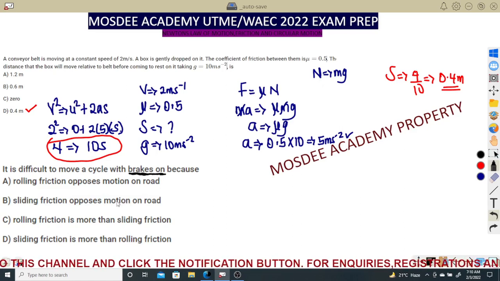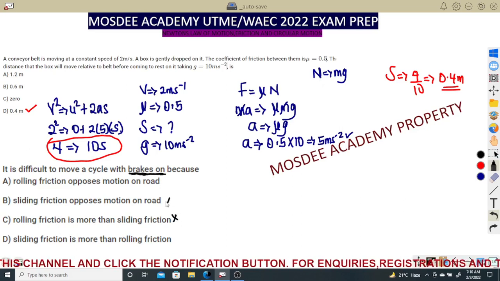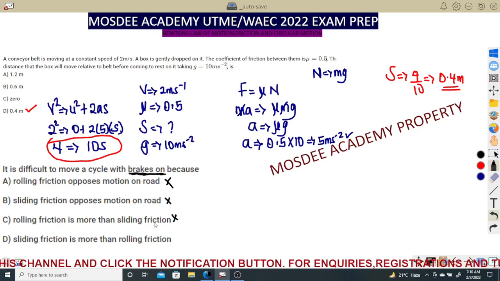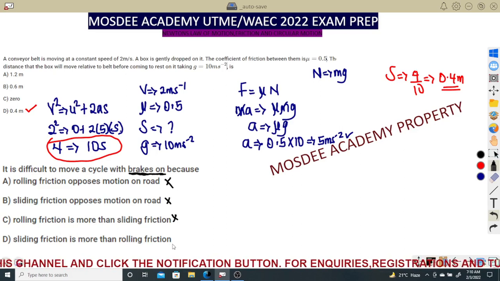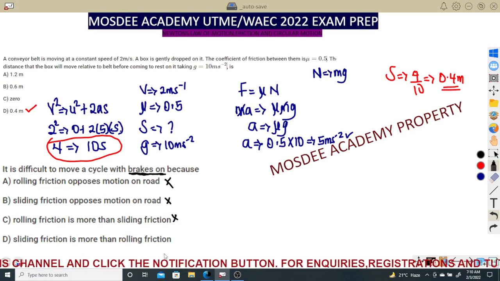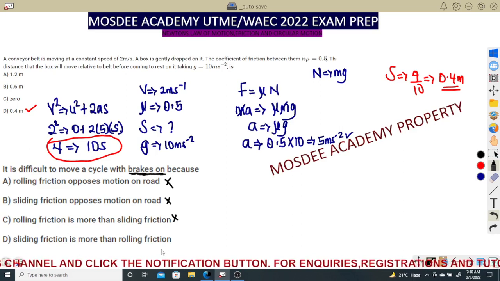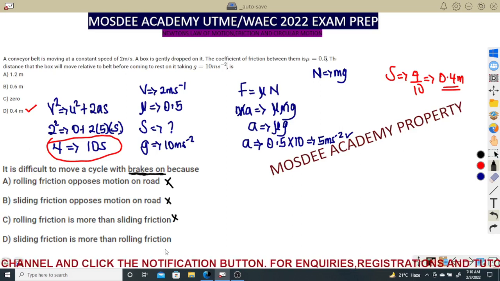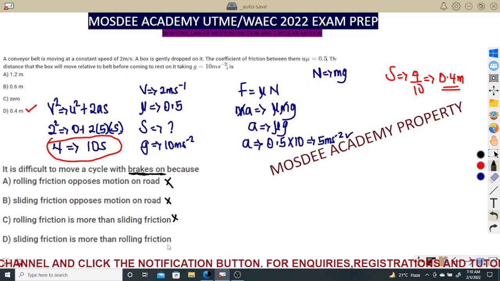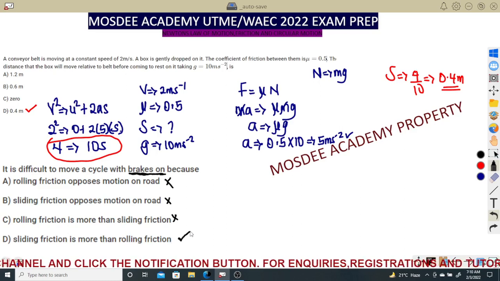If sliding friction is more than rolling friction, the body will not move easily. Do you understand? So the rolling friction option is very wrong. So the correct answer is sliding friction is more than rolling friction. That is why the cycle will be difficult to move. Not that you can't move it, but it is very difficult because the sliding friction is more than the rolling friction.